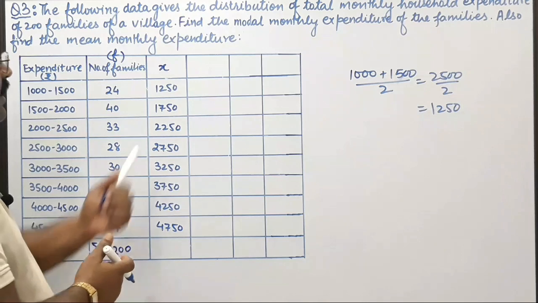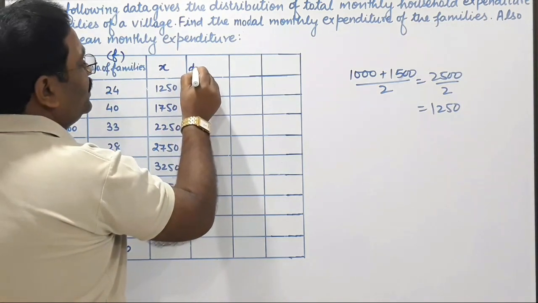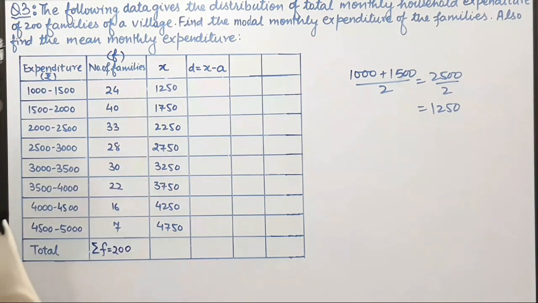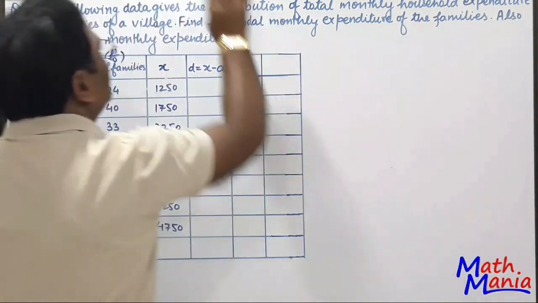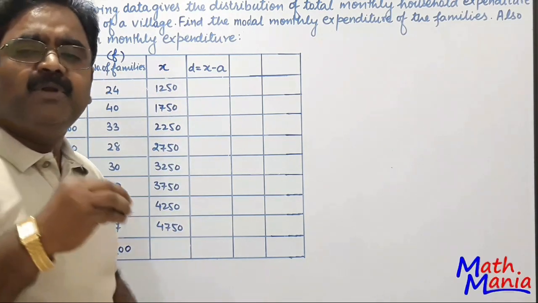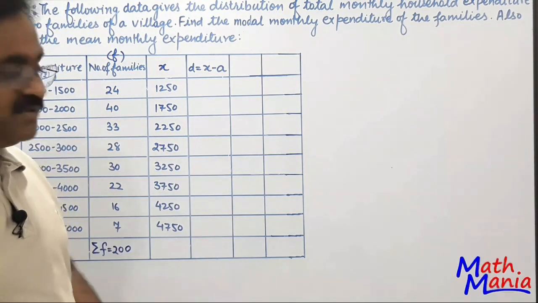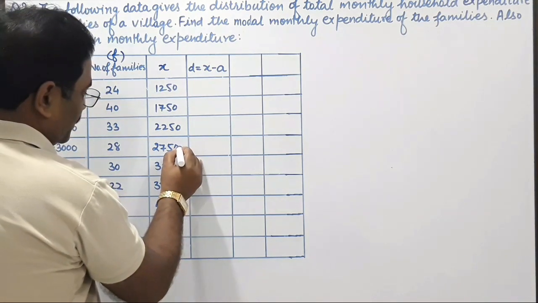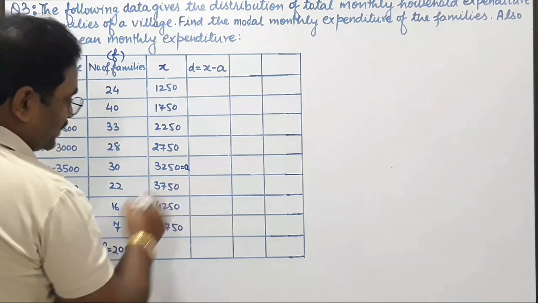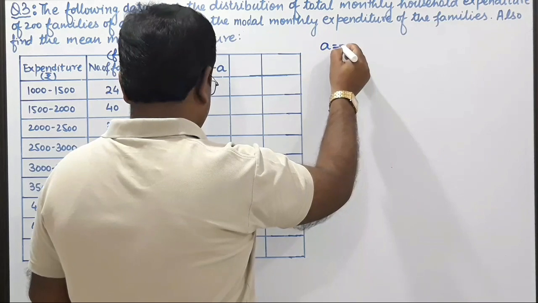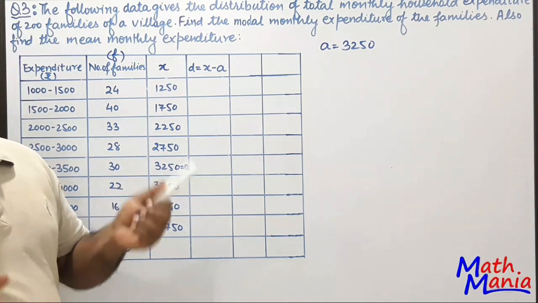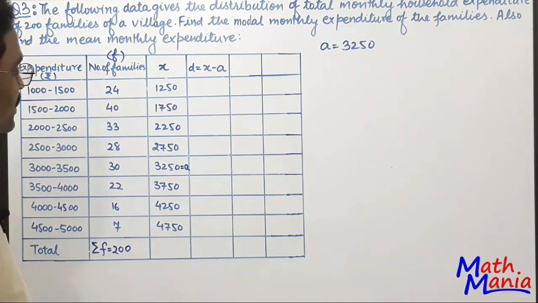These are the midpoints. Now in the next column we need to find the value of d, and this d is equal to x minus a. First of all, we need to suppose any value from this column as a. You can choose any one value, feel free to choose. So let us take 3250 as a. From this column you can choose any value, and according to it your d value will change. So let us find x minus a.